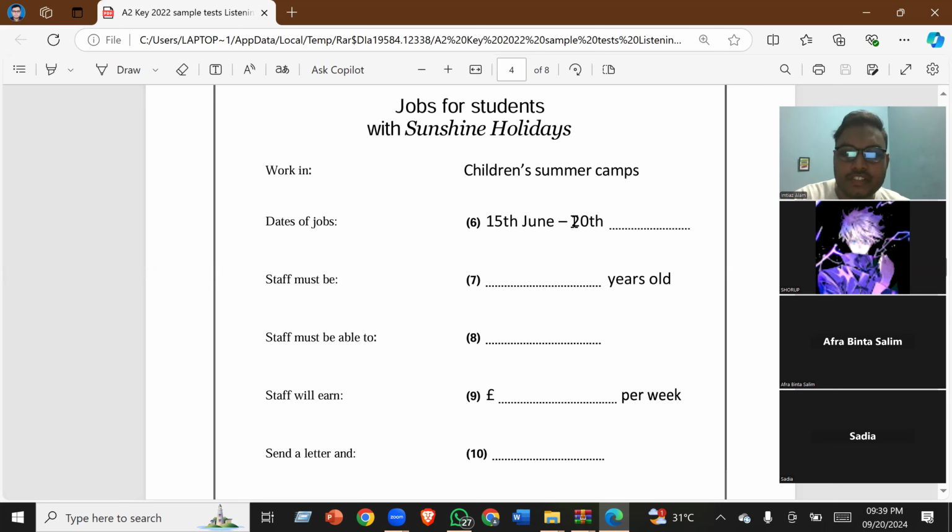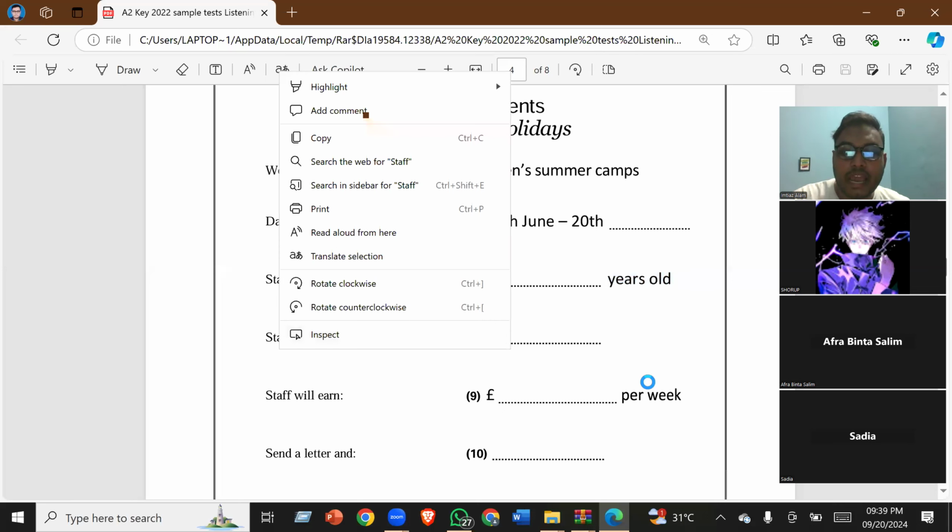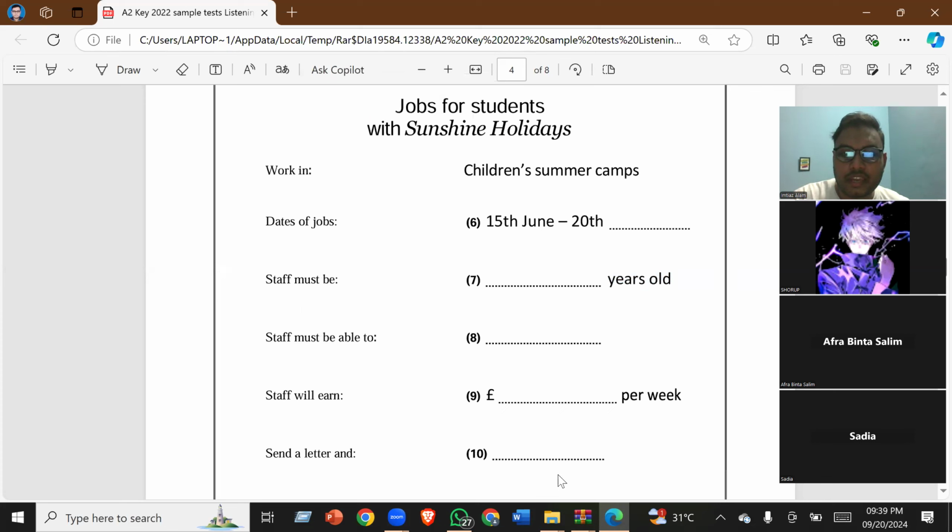Suppose question number 6, you have to remember this thing, 20th. Or question number 7, you have to remember this thing, years old. Question number 8, you have to remember these things, stops, or able. Question number 9, you have to remember this thing, per week. And question number 10, you have to remember letter. So in fill in the gap types of questions, you have to remember the initial words and the afterwards.